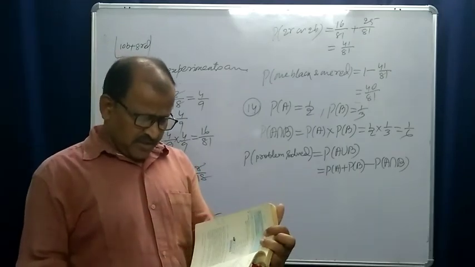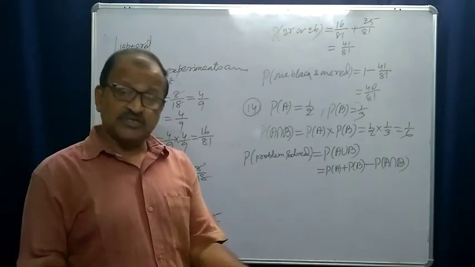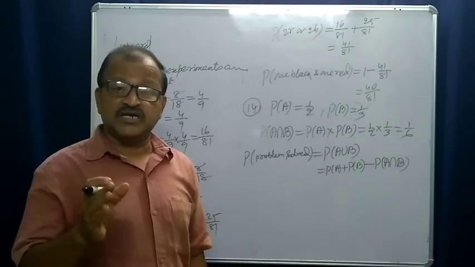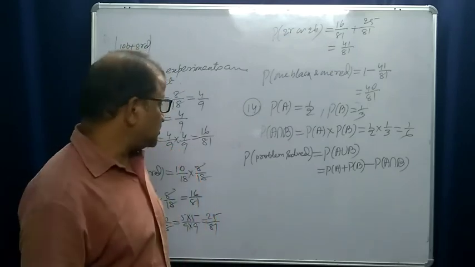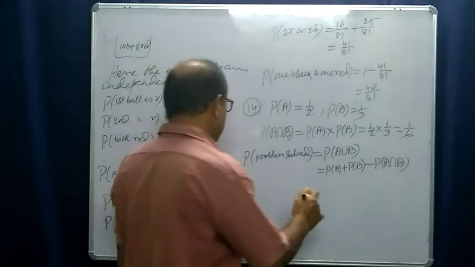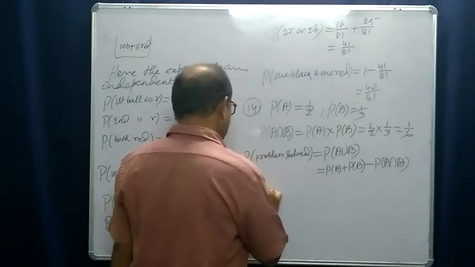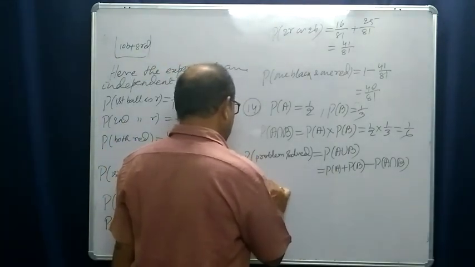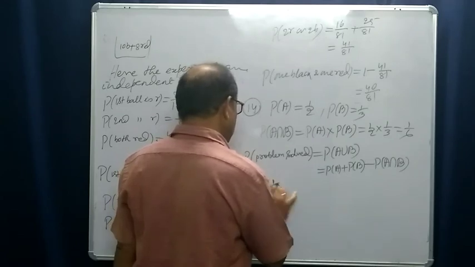Then exactly one of them will solve the problem. And so what is the probability that only A will solve?